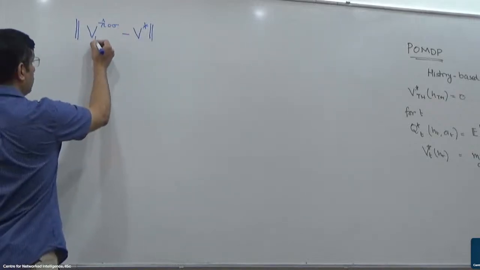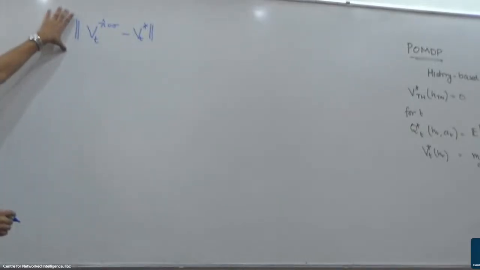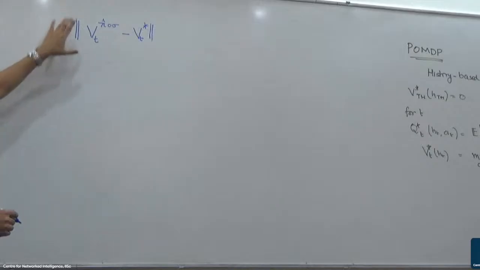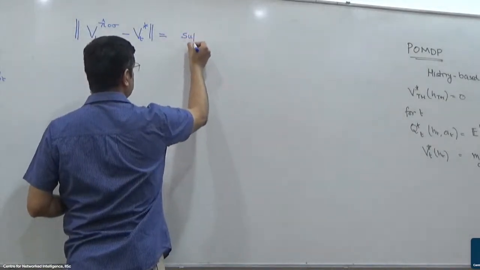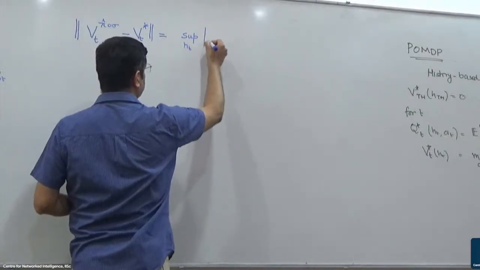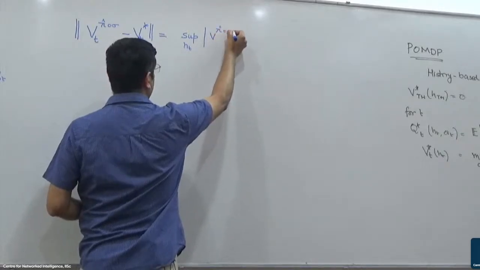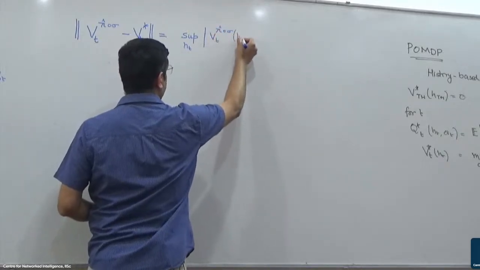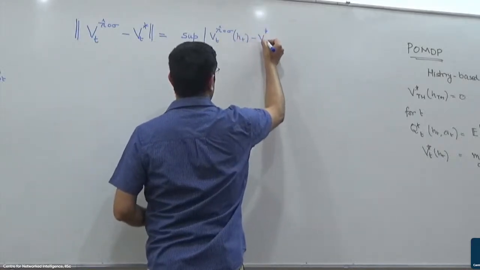If I look at these at any time, so let me explain what I mean by this, just so that it is clear. This object is really equal to the sup over all histories of the absolute value of V pi hat t for that history minus V star t at that history.